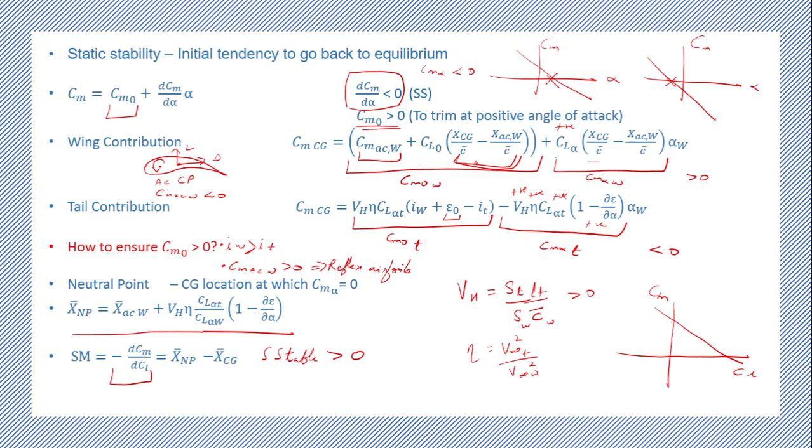Okay, so we look at the tail contribution. This was the tail contribution, right? Where do you see the tail setting angle appearing in this equation? What is the term? It's IT, right? IT is the tail setting angle. So if I increase or decrease, what was the question? Increase, right? So if I increase the tail setting angle, how will the stability change?